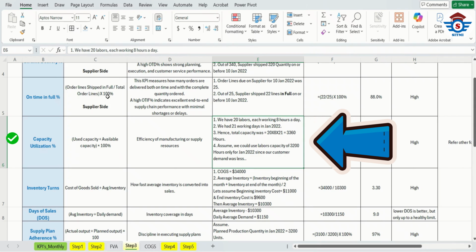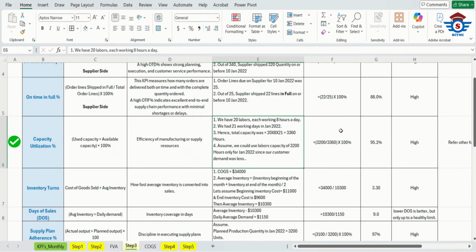So let's assume that we have 20 laborers in our production facility, and each labor is working for 8 hours in a day. Now, let's assume that we had 21 working days in the January 2022 month, and hence our total capacity was around 3,360 hours. This comes when we multiply 20 labors into 8 hours a day into 21 days.